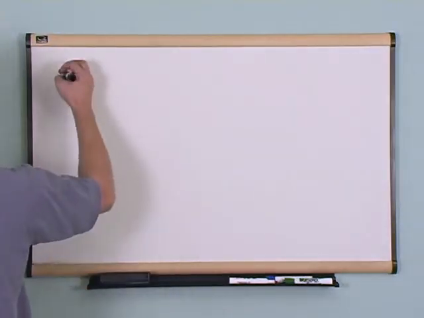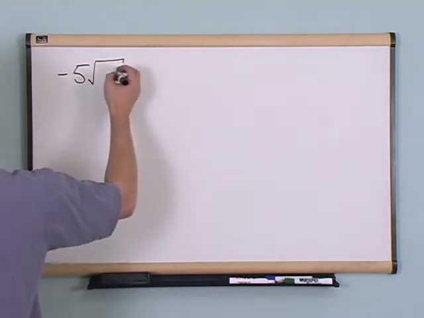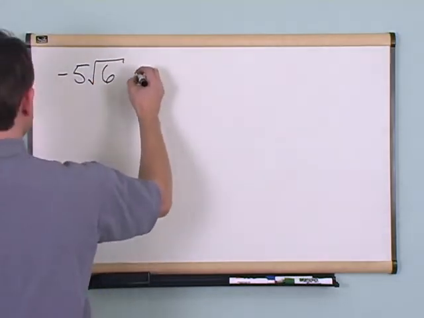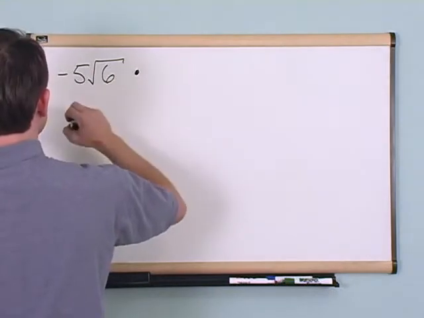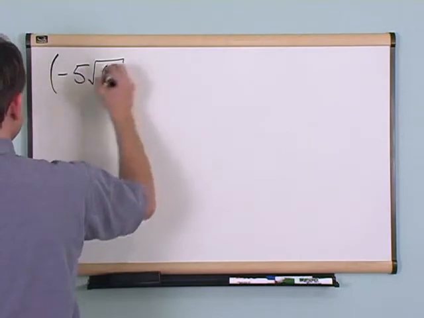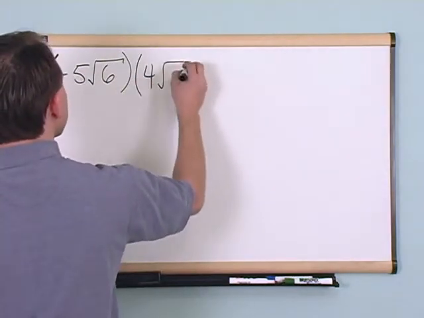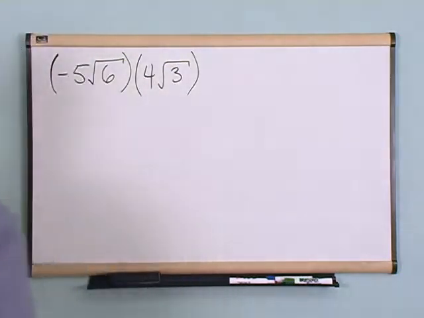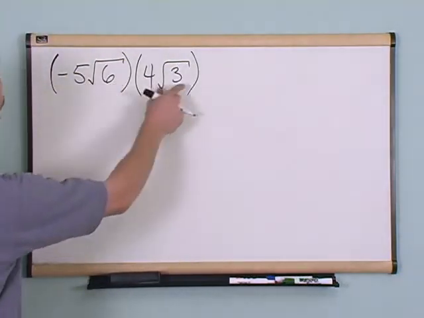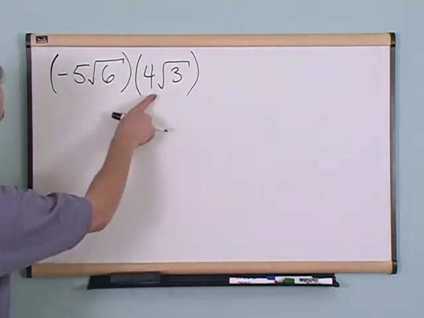Now let's do a very important class of problems here. What if you had negative 5 times the square root of 6 multiplied by, or to make it even more clear, instead of using the dots, I'll just put parentheses around here, and I'll start a new one and say 4 times the square root of 3. How are we going to simplify that? Because in the previous problems, we just had a radical and a radical, we multiplied them, and we figured out how to do that. But here I've got some coefficients.